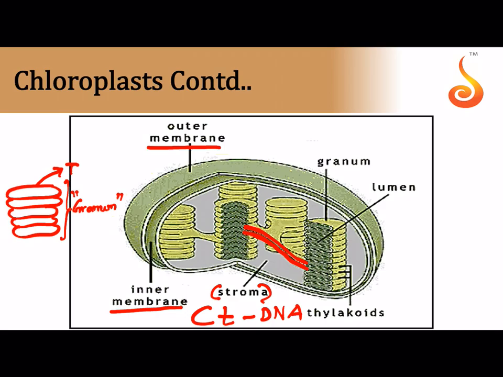You all are aware that in the granum the light reaction of photosynthesis takes place in the presence of sunlight, and in the stroma the dark reaction or the C3 pathway of photosynthesis takes place. It is called dark reaction not because it happens in the dark, but because it does not require light to occur.